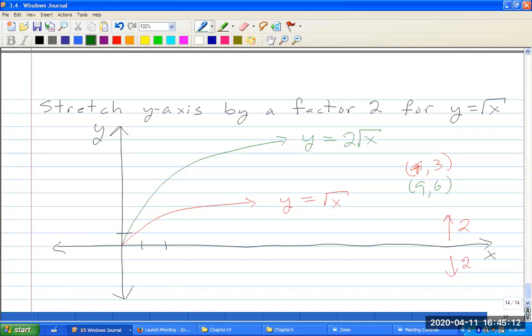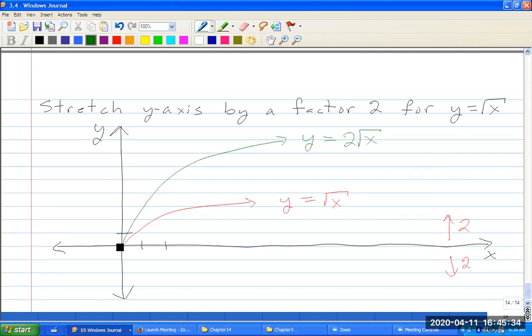And it's for every point on the graph. So of course 0, 0 just remains 0, 0, because doubling 0 doesn't do anything. So that's why it starts at the same point here. Okay? Thank you. Sure. Okay.